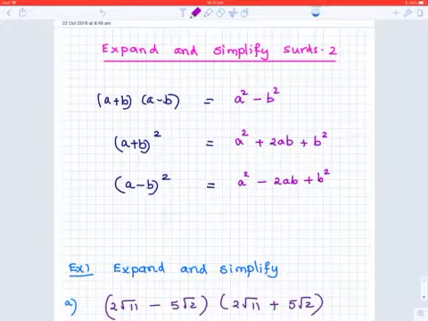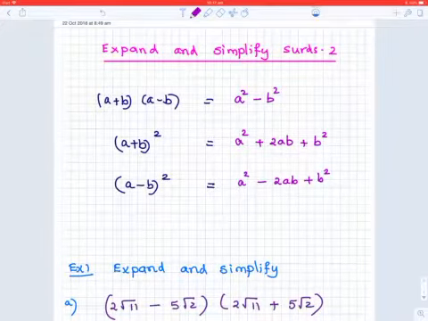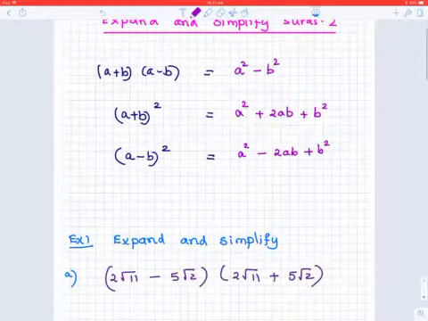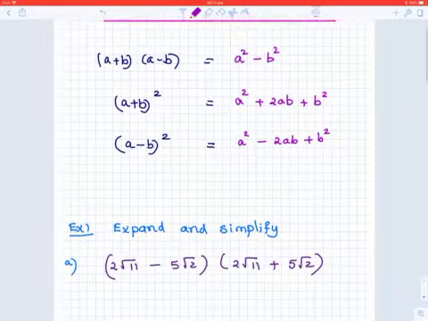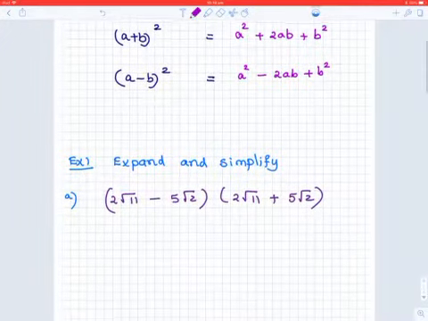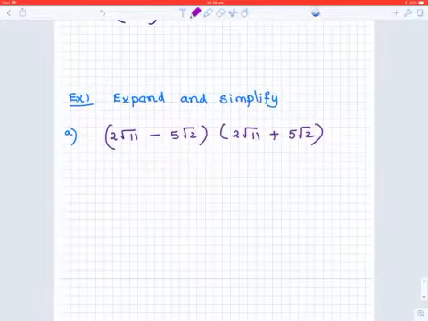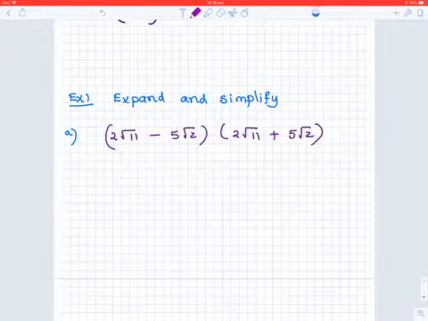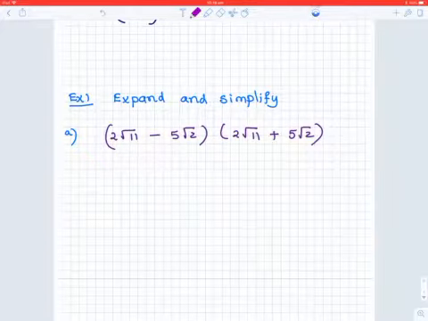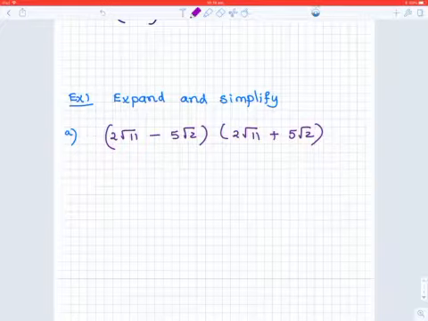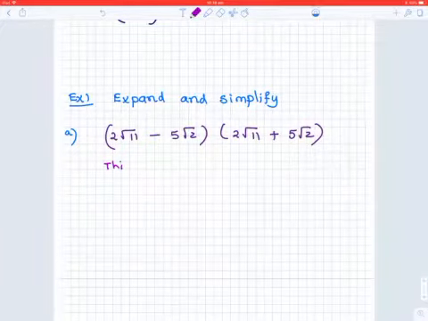Okay. Now, sometimes using the formula would be much easier. It takes fewer steps as well. But you need to identify the question. When you look at the first question, expand and simplify, you have (2√11 − 5√2)(2√11 + 5√2).